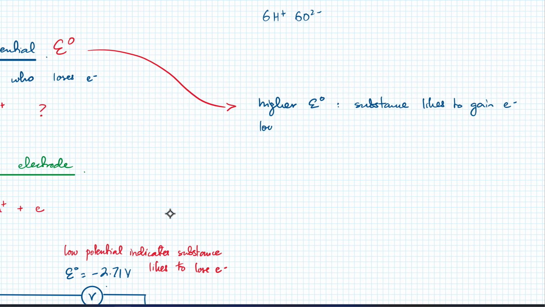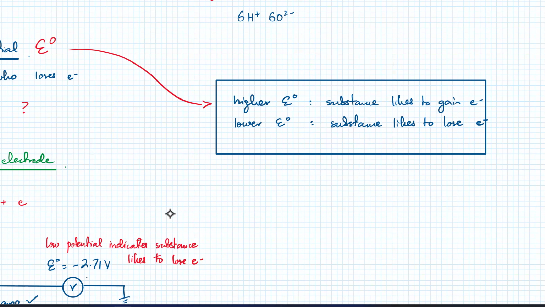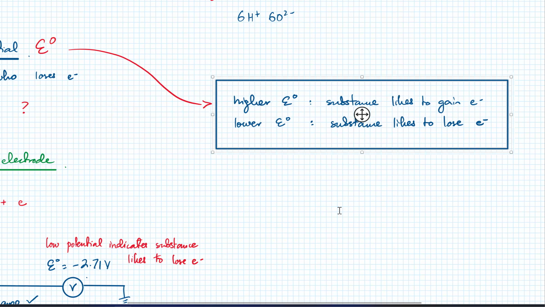A lower potential or a negative E naught indicates that the substance really likes to lose electrons. That's why it's negative potential, right? It likes to lose electrons. And that's the key of the entire chapter. Who wants to gain electrons? Who wants to lose electrons? Is that clear?